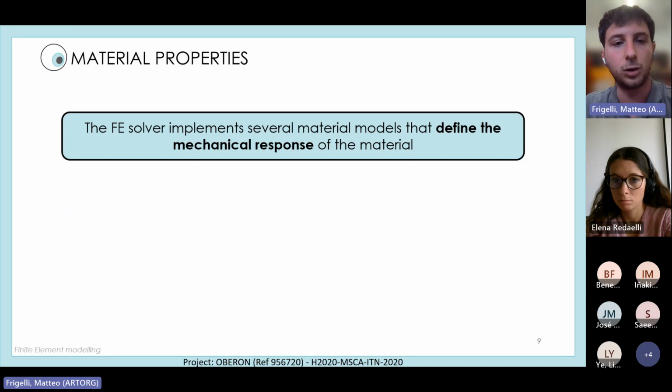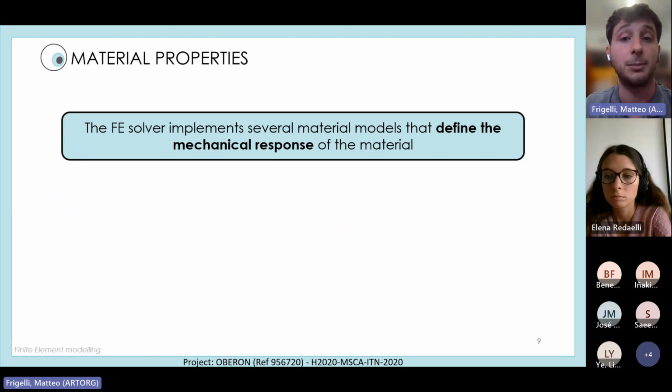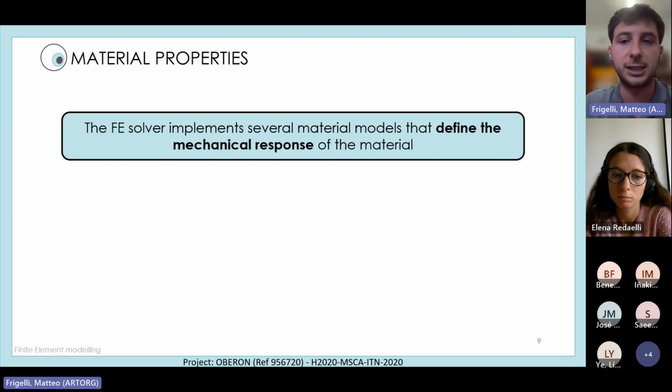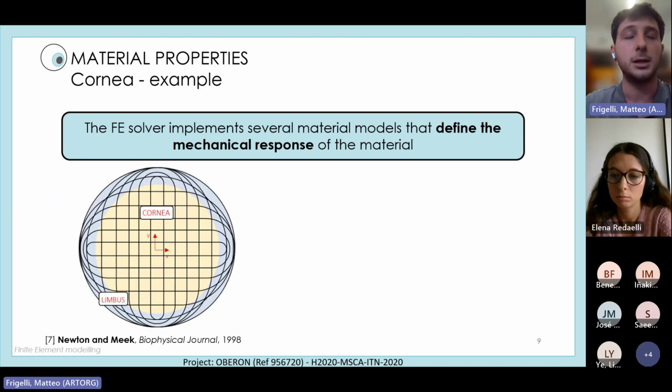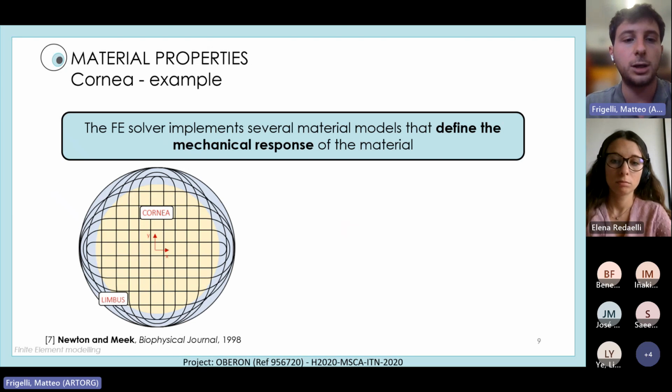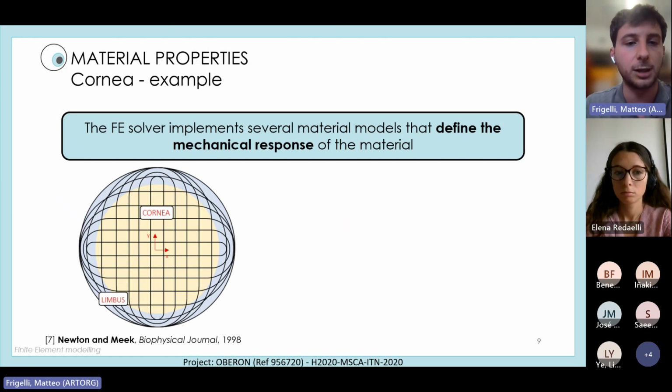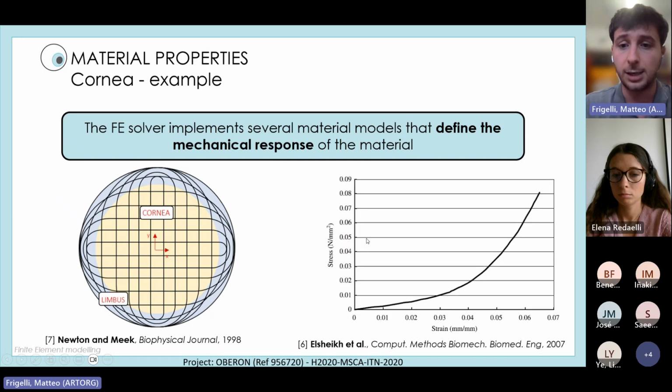Last, I will go a little bit into the material properties. So in the FE solvers, we have different material properties implemented. So we have material models that define the response of the material when subjected to a stress. And as Benedetta already showed in her talk, the cornea has a very complex material response to stresses. So the cornea is a biological tissue with fibers embedded in a collagen matrix. This means it has a hyperelastic response to stresses.